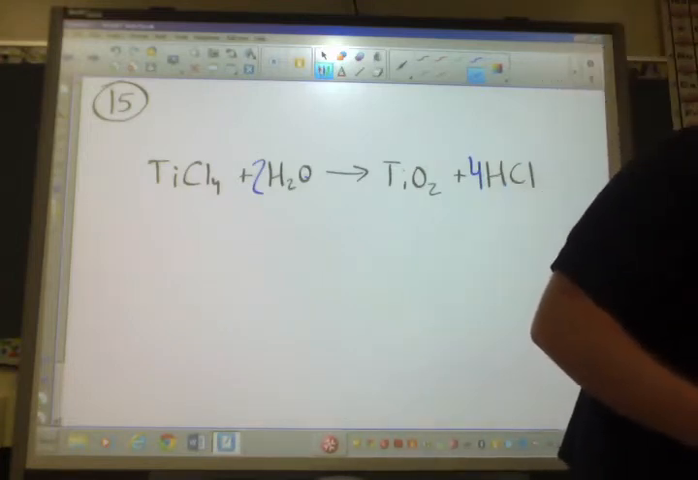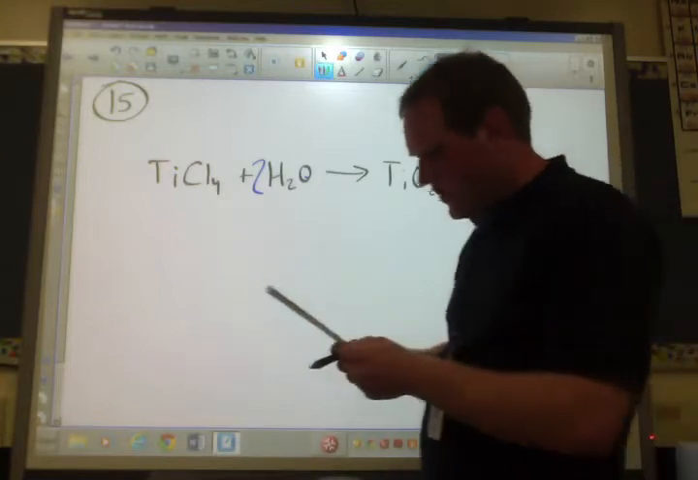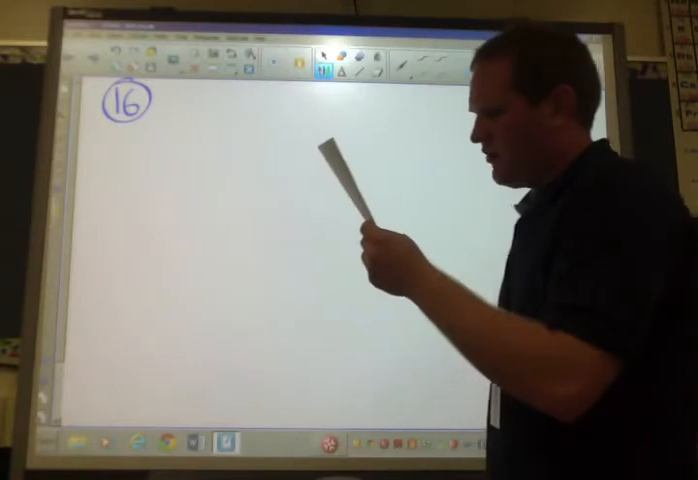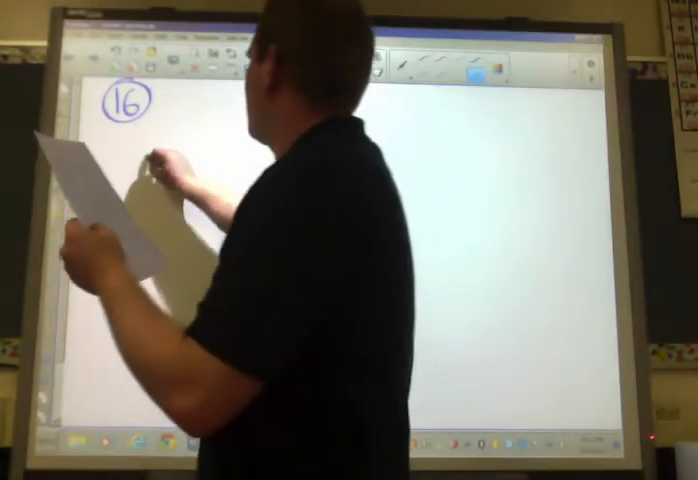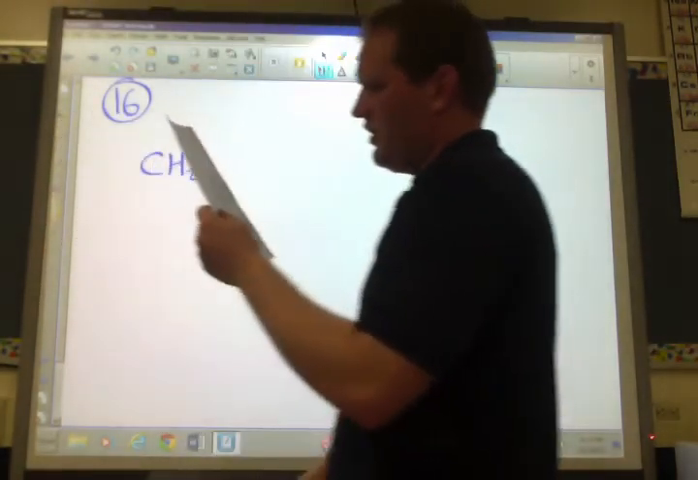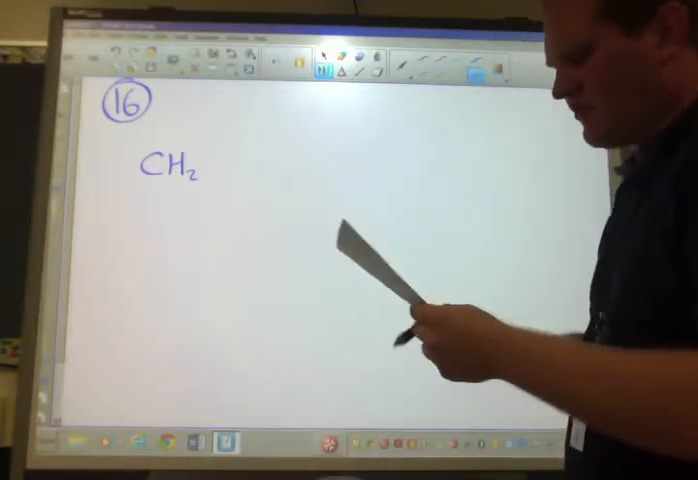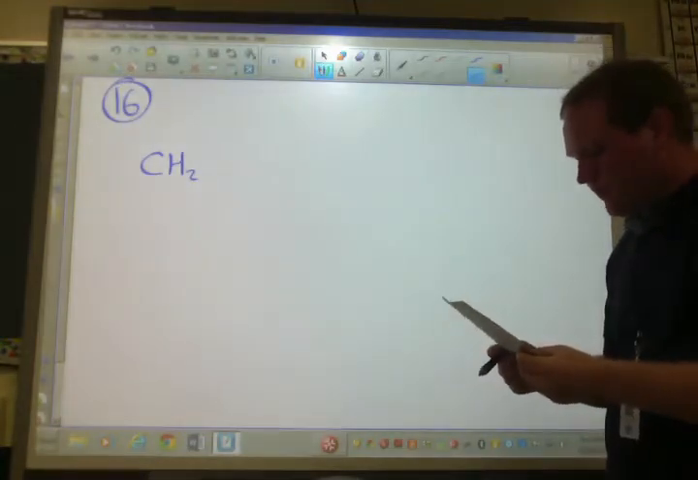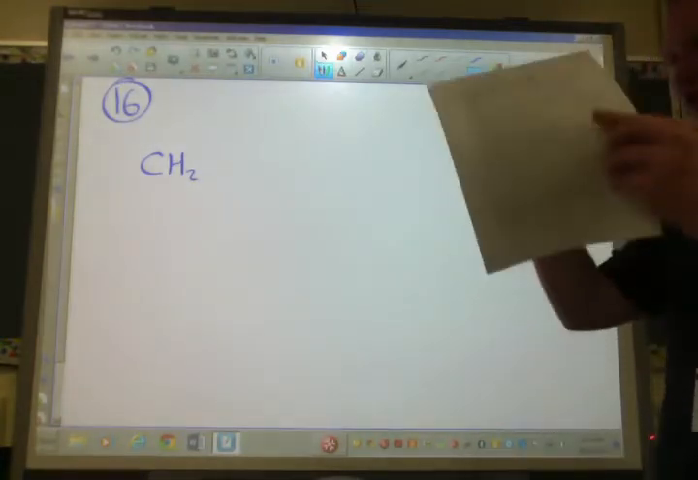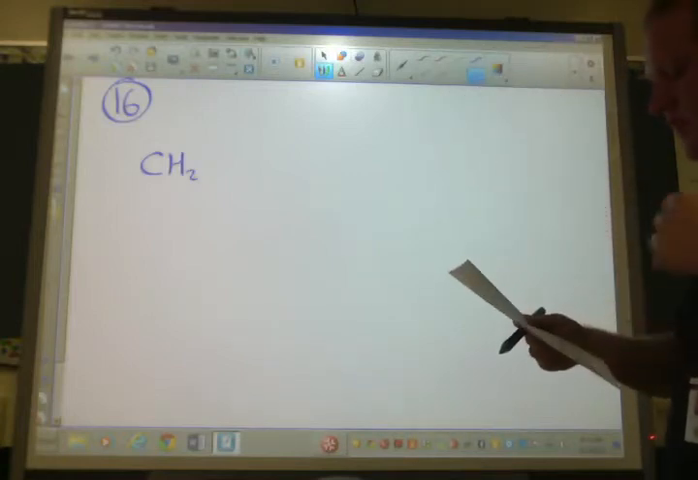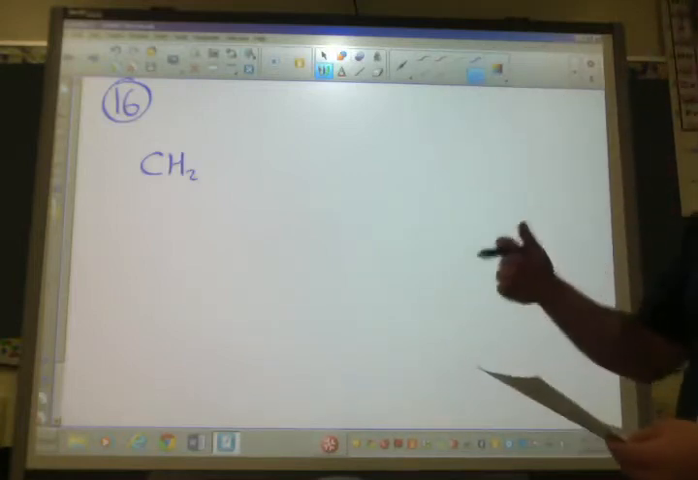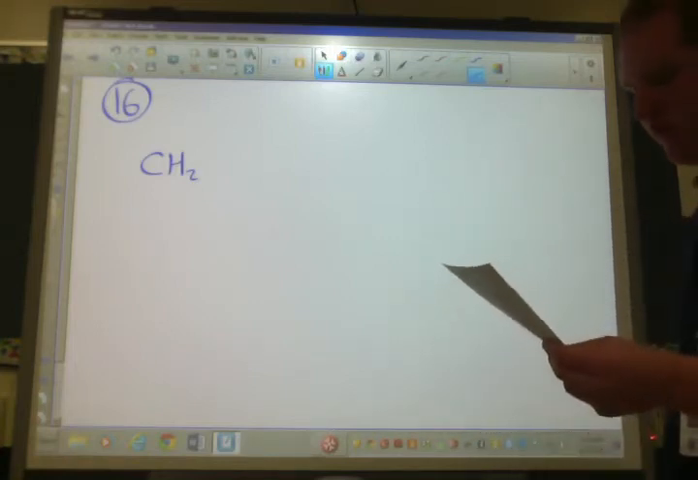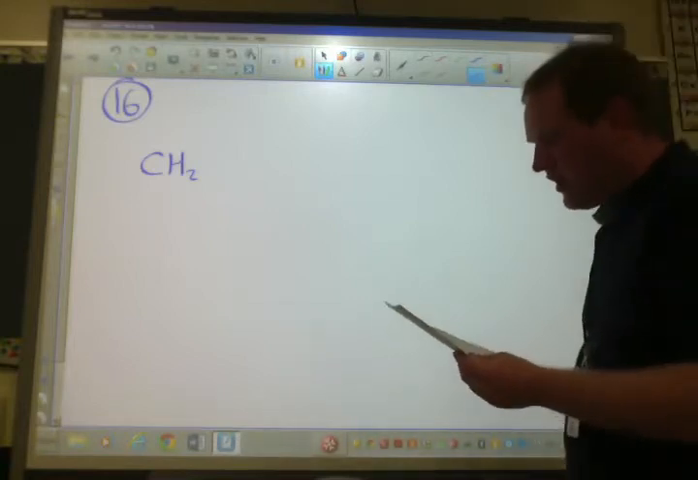Okay. Number 16. What is the molecular formula of a compound if the empirical formula is CH2 and the molecular weight is 56 grams? Molecular weight, another way of saying molar mass. Okay. So what we do for this, we go from empirical to molecular. You're going to compare the empirical to the molecular, and you should see some kind of small whole number ratio. That tells you how many times you need to multiply the empirical formula by to get the actual formula.